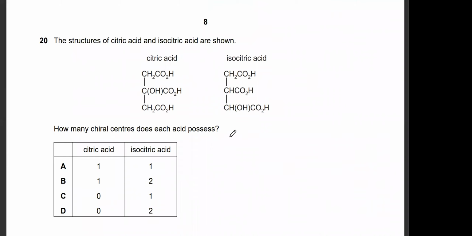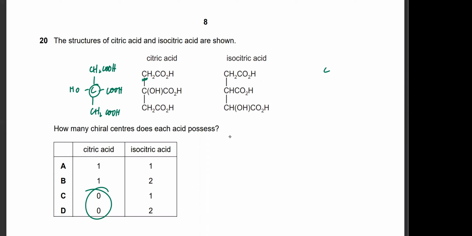How many chiral centers are present? This is not chiral. For chirality you need 4 different groups. Zero, this can't be chiral. If I draw this, it's got a carboxylic acid and it's got an OH. The middle one also cannot be chiral, because the top and bottom are the same. So it's going to be zero. Citric acid has zero chiral centers.